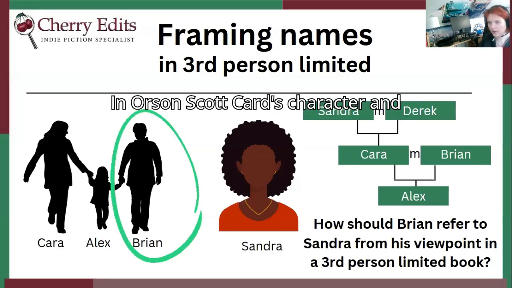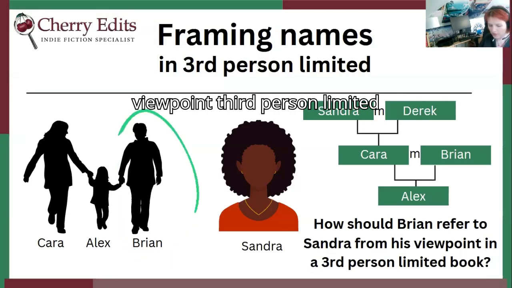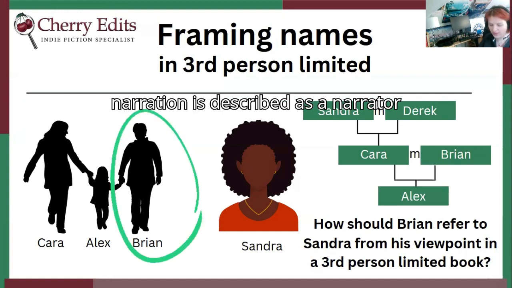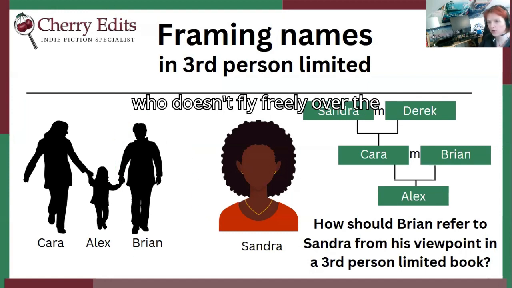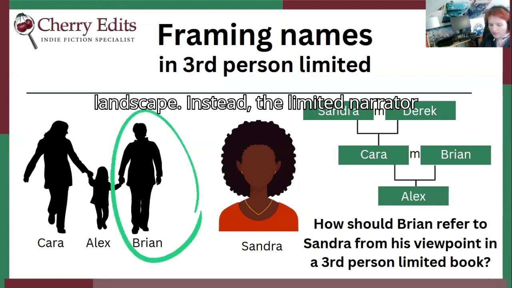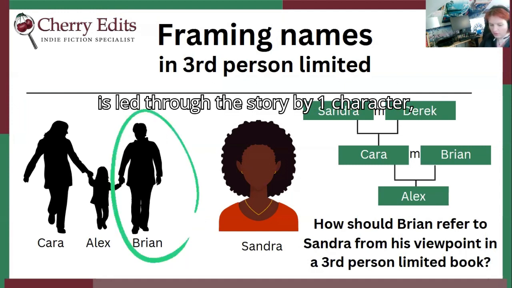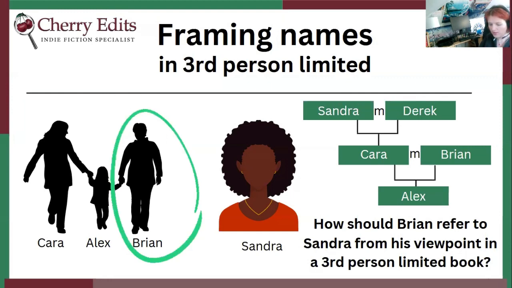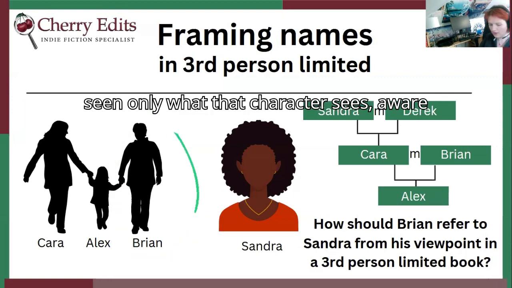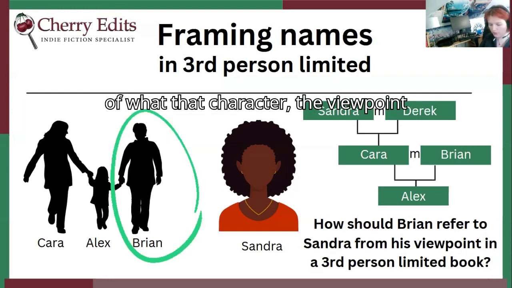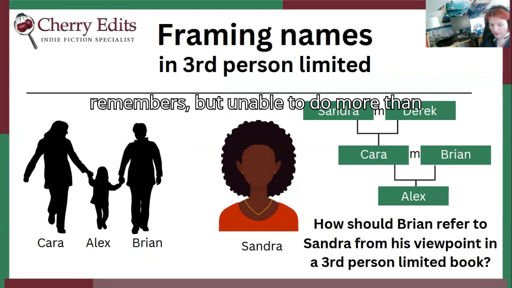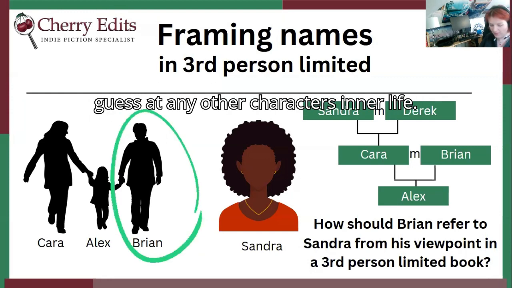In Orson Scott Card's Character and Viewpoint, third person limited narration is described as a narrator who doesn't fly freely over the landscape. Instead, the limited narrator is led through the story by one character, seeing only what that character sees, aware of what that character, the viewpoint character, thinks and wants and remembers, but unable to do more than guess at any other character's inner life.